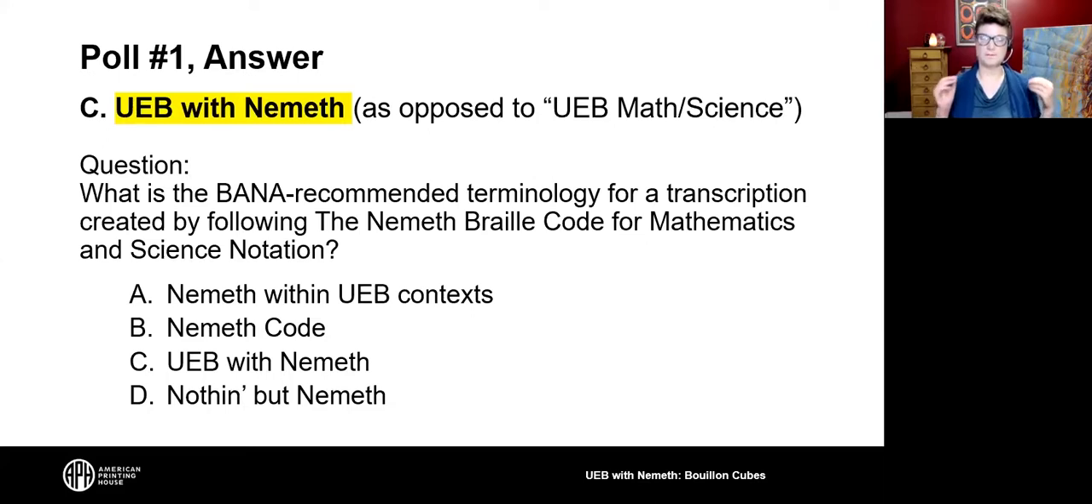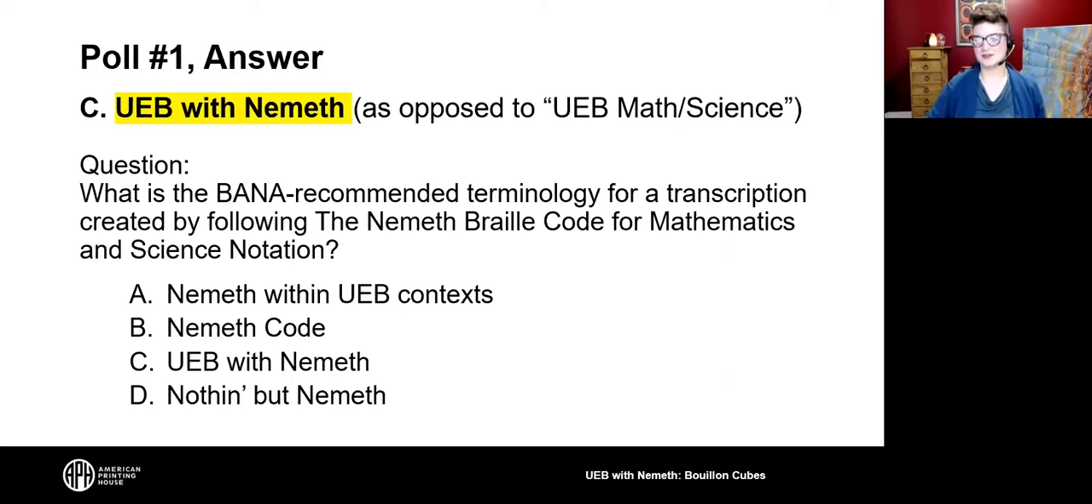Again, this is definitely the BANA recommended terminology for things like paperwork. The alternative current code transcription, the BANA recommended terminology for all UEB math and science, is UEB math/science. See how they both start with UEB? But then you just have to look at the next code name and you know which beast you're dealing with.